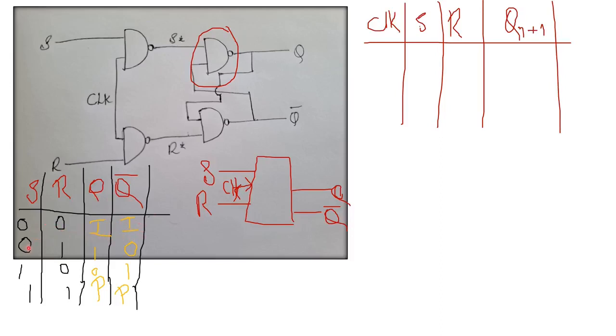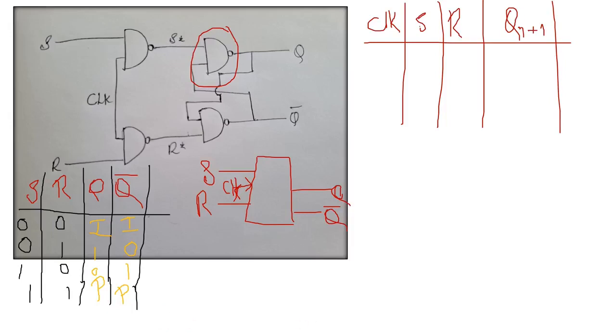I means invalid. Okay, then if S value is 0 and R value is 1, then the Q value will be 1 and Q bar value will be 0. Then if S and R values are 1, 0, then Q and Q bar values will be 0, 1. If it is 1, 1, then it will be the previous output, or you can write it as Qn and Qn bar.